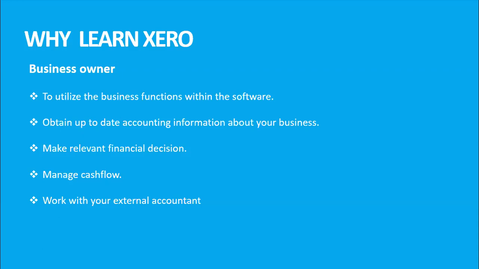You can also obtain up-to-date accounting information about your business. XERO makes it possible to enter transactions immediately they occur. Hence, you see your profit and loss and balance sheet at every point in time. XERO allows you to make relevant financial decisions. Once you have up-to-date information, you can then implement strategies to improve performance or meet your budgetary targets.